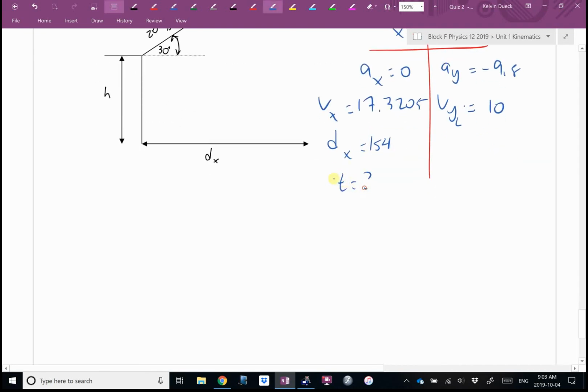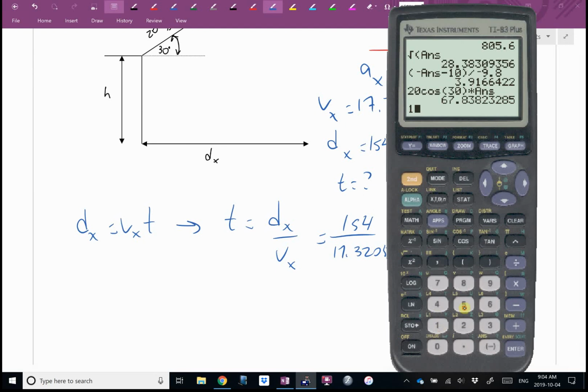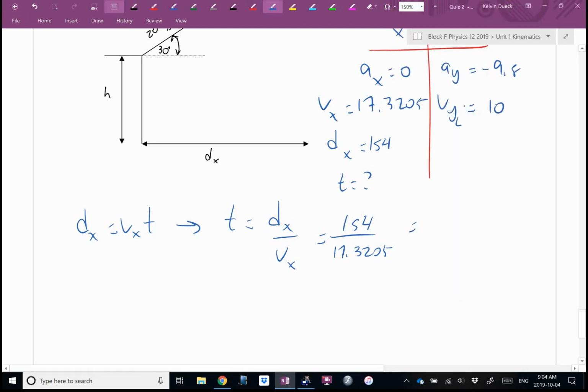Find time. dx equals vx t, so t equals dx over vx. It's going to be 154 divided by 17.3205. Or I could put in the trig function and get an exact value. Did you get a time of 8.8912-ish? No? Yes? Some of you nodding? That's not my answer. They want the height of the cliff.